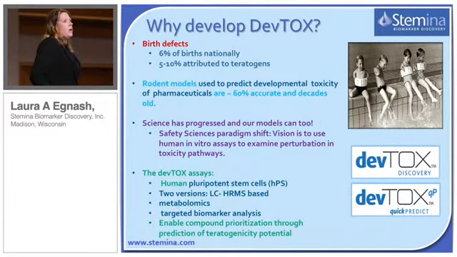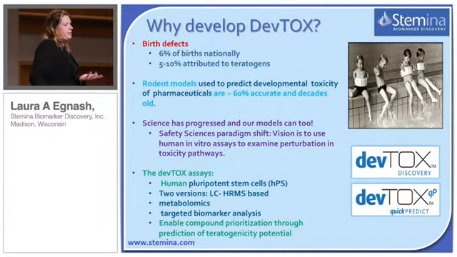So you might be asking, why develop an assay around developmental toxicity? Can't we do that already? So the scope of the problem is that there's 6% of births nationally in which birth defects are present. 5 to 10% of those are attributed to teratogens. And the rodent models that are used as part of the screen for that, and the regulatory hurdle actually, are only approximately 60% accurate and are many decades old.